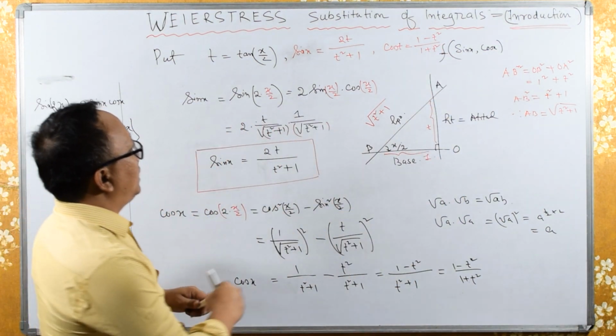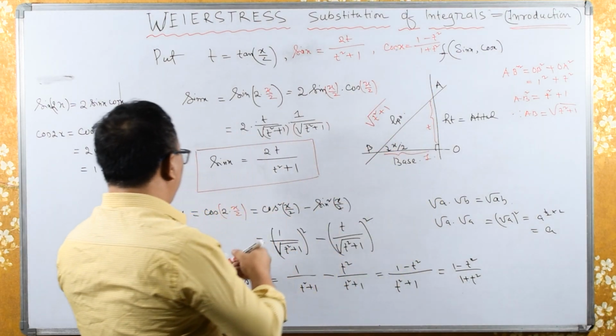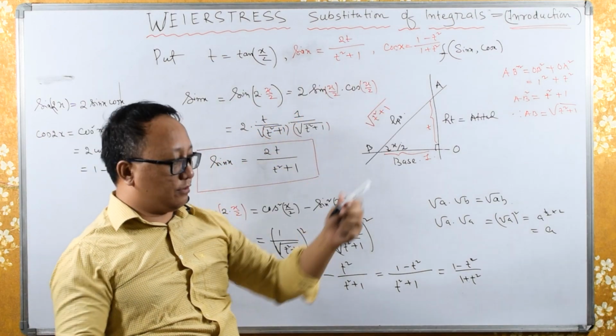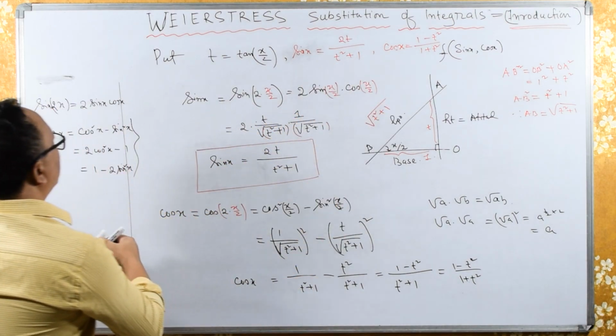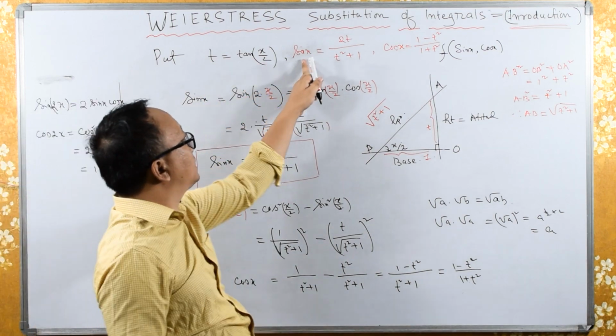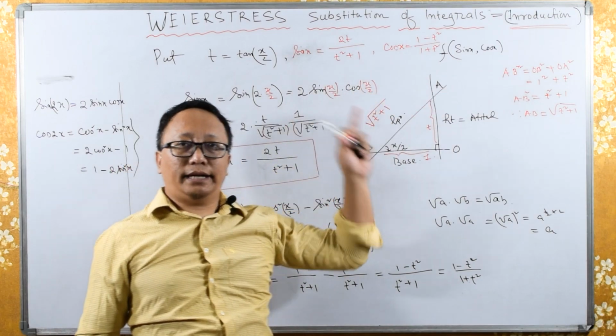But this should be x. Okay. So this is x. So now we have sin x, cos x. Okay. We need to get what? dx. Okay. So our aim is, if t equals tan x by 2, then we need to have sin x in terms of t, cos x in terms of t, and dx in terms of t.